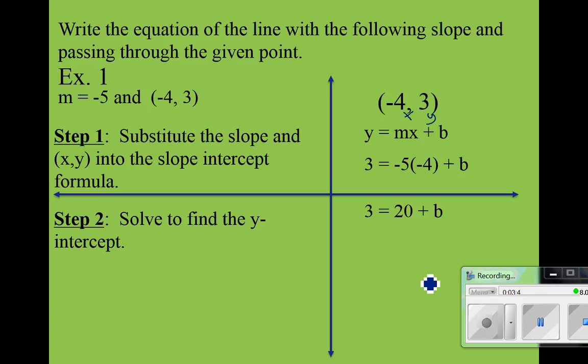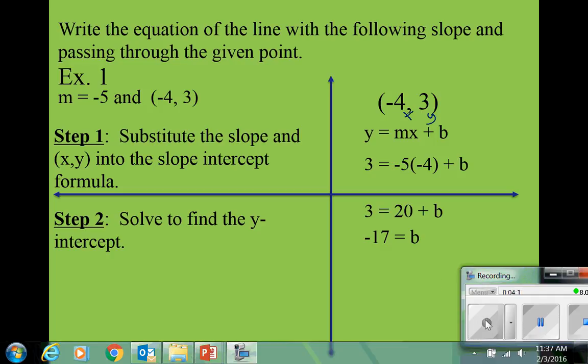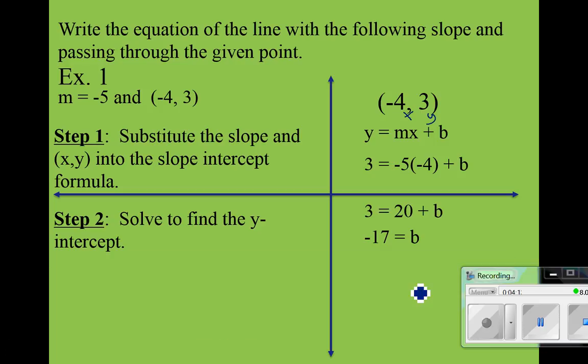And then you need to do a t-chart off to the side, please. Even if you think you know the answer, you need to do a t-chart. What did you get for b after you solved this? B equals negative 17. Raise your hand at this time if you have a question. You may draw a line because we're going to move on to the next step, which is step 3.